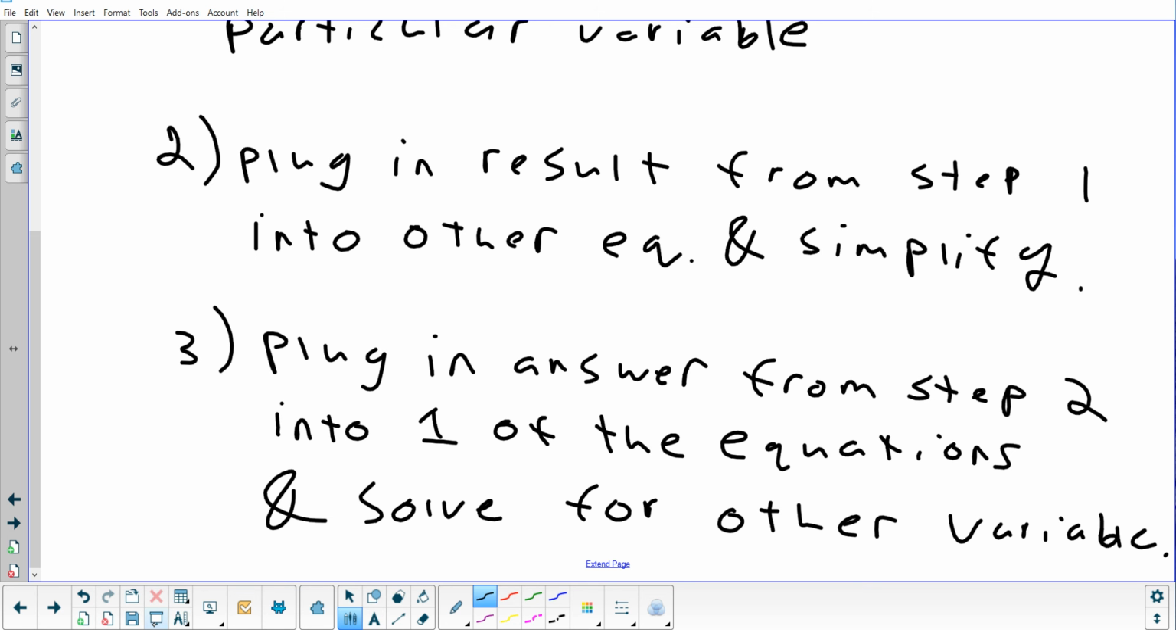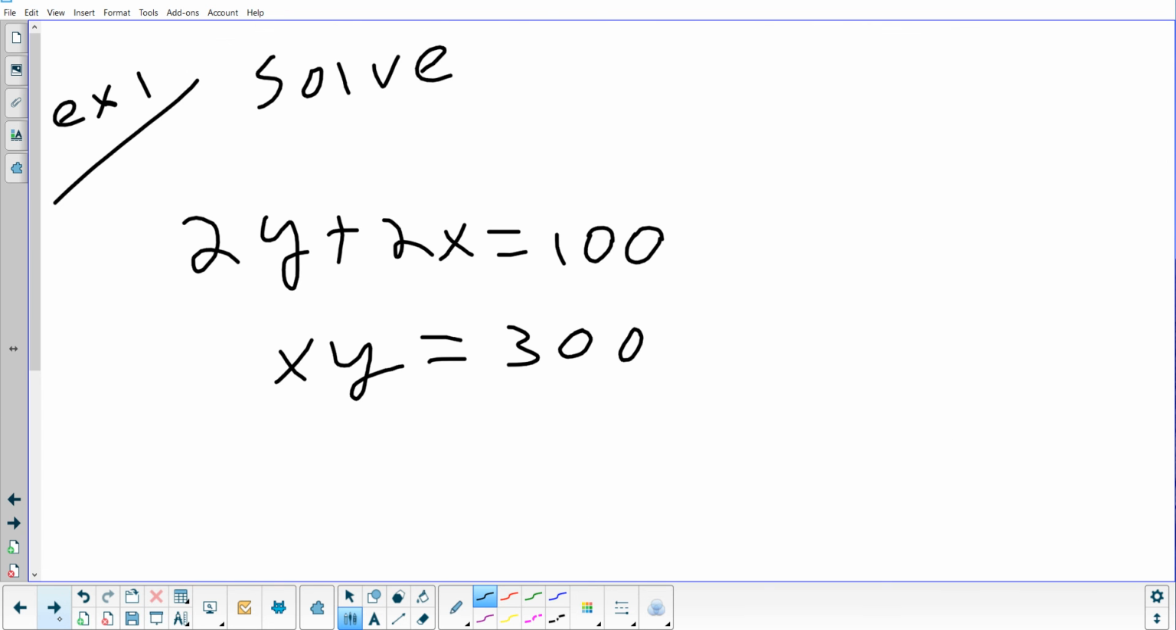So we're gonna solve that problem about the rectangle. That's the one we're gonna do. I changed it to x and y's, but it's basically the same problem you just had. 2y plus 2x equals 100, that was your perimeter equation. And x times y equals 300, that's your area equation.